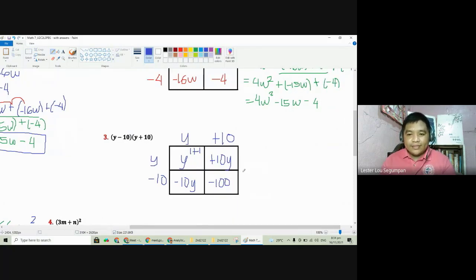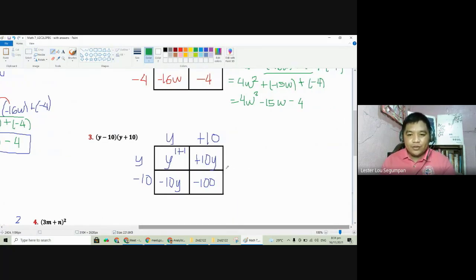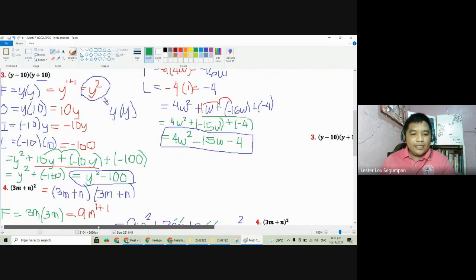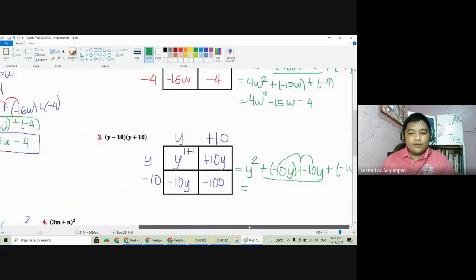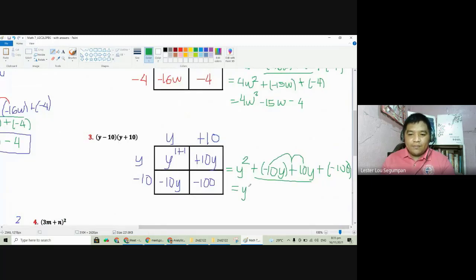The results for these grids can be combined into one expression, separating by addition. You have y squared, 1 plus 1 is 2. Let's start with this, plus negative 10y, plus this one, positive 10y, plus you have negative 100. And then because of this, negative 10 plus 10 is 0. Just like this here, though they were just interchanged as 10 plus negative 10, you don't need to write 0y. So it would become y squared.